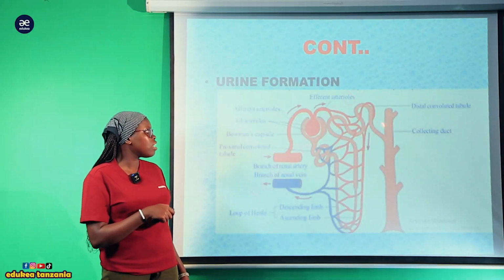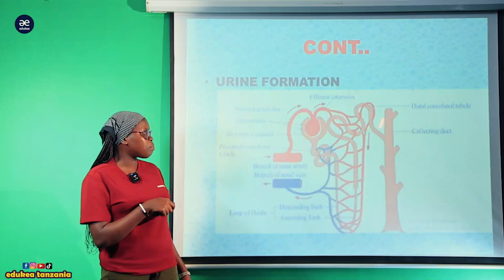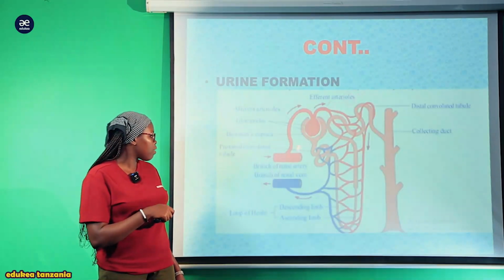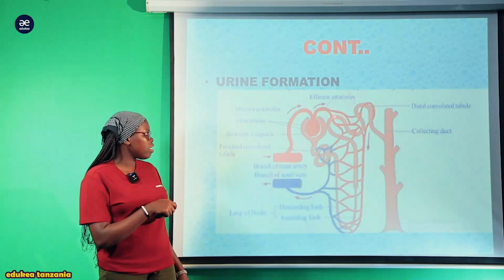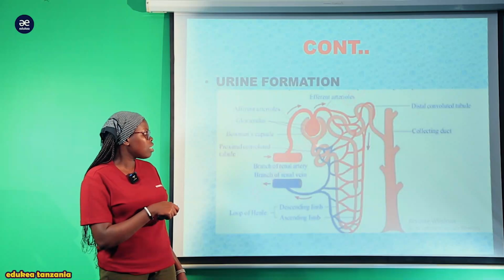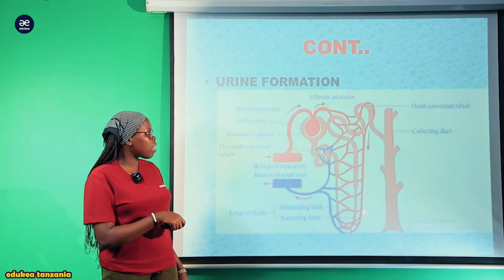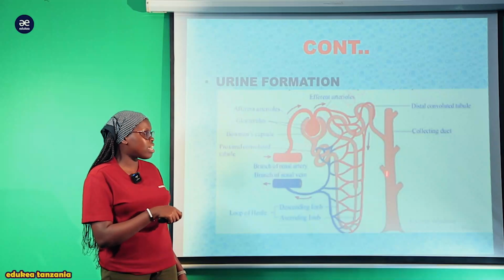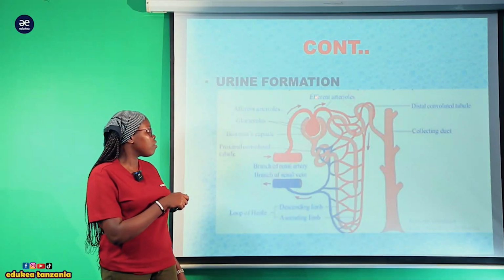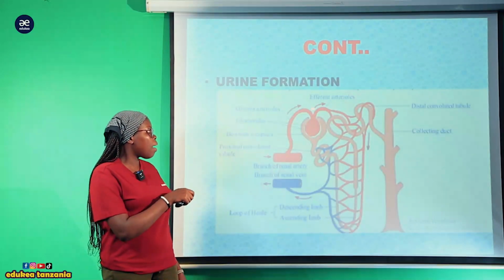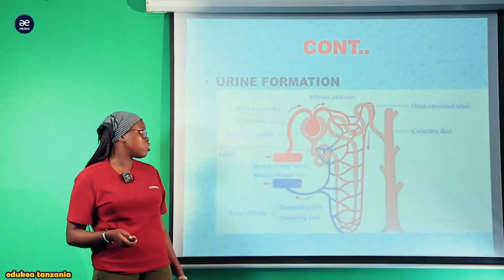Tumeangalia collecting duct na distal convoluted ambayo kuna removal. Tumeangalia katika this loop of Henle hii hapa, this U-shaped structure kaanzia hapa ni proximal, imeanzia hapa ambapo imeenda mpaka kwenye distal. Hapa ni loop of Henle kwa ajili ya selective reabsorption, na vile vile kuna hii structure hapa ambayo yenyewe ni kwa ajili ya ultrafiltration.